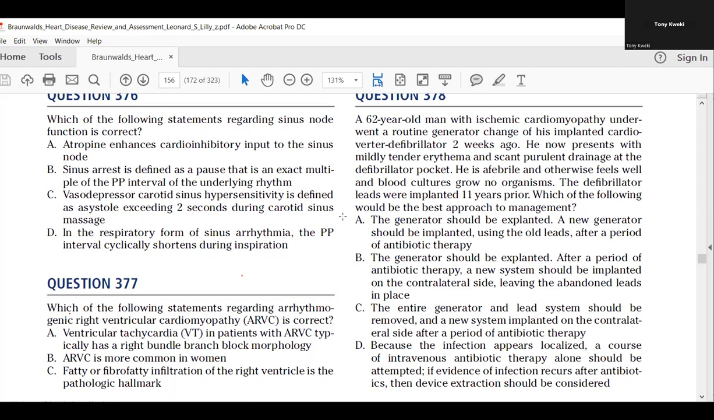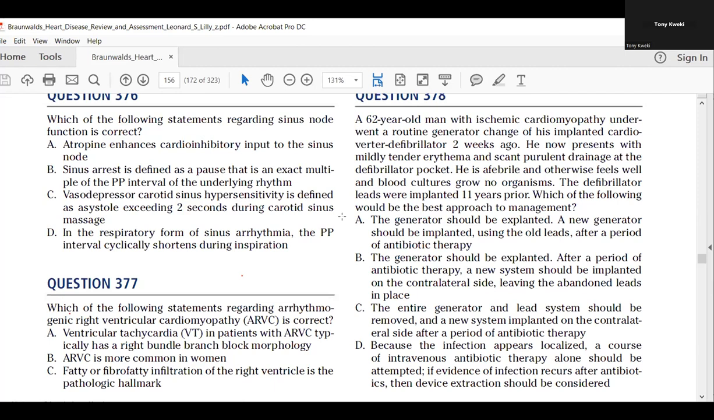A 62-year-old man with ischemic cardiomyopathy underwent a routine generator change of his implanted cardioverter defibrillator 2 weeks ago. Now he presents with mildly tender erythema, and there's also a scant purulent drainage at the defibrillator pocket. He's afebrile and otherwise feels well, and blood cultures are growing organisms. Also to note that the defibrillator leads were implanted 11 years prior to this. Which of the following would be the best approach to management?